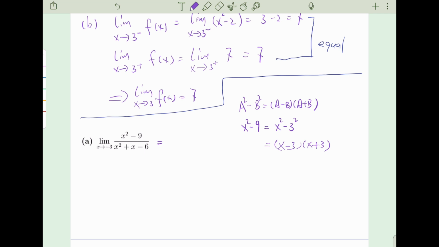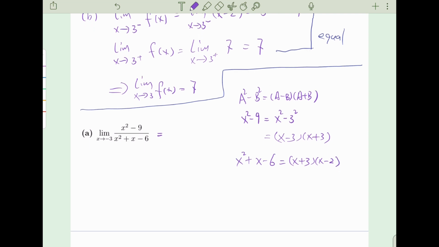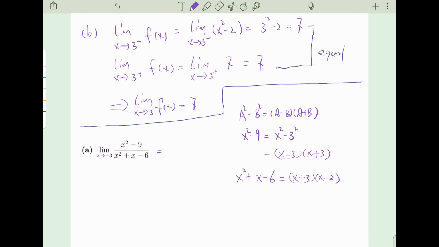And for the bottom expression, x squared plus x minus 6, we can factor it as (x plus 3)(x minus 2). You just think of two numbers whose product is -6 and whose sum is +1. The coefficient of the middle term here is 1, okay? And this is -6.